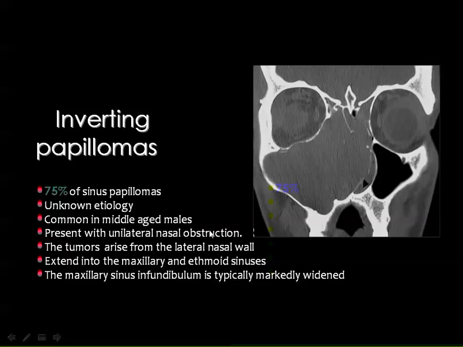It's common in middle-aged males, and it arises from the lateral nasal wall. Then it results in obstruction of the nasal fossa. It can extend, as I have said, into the maxillary sinus as well as the ethmoidal air cells. The sinus is usually widened, but this is not seen in many cases. But what is very important is the considerable expansion of the nasal fossa where the tumor is.